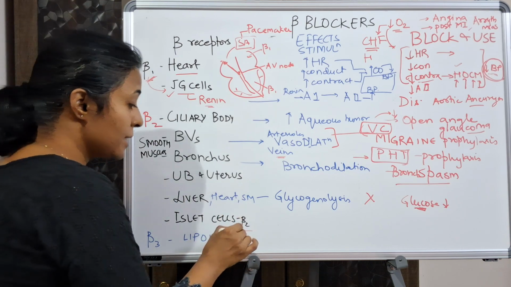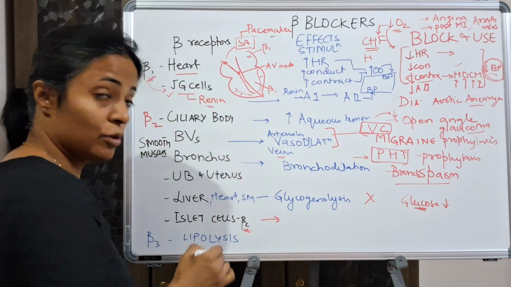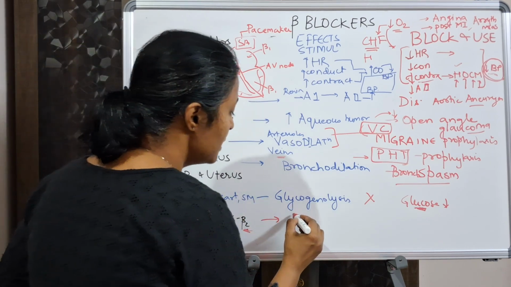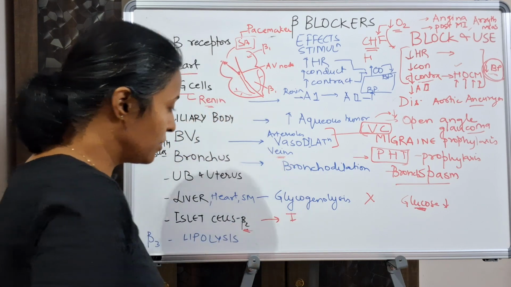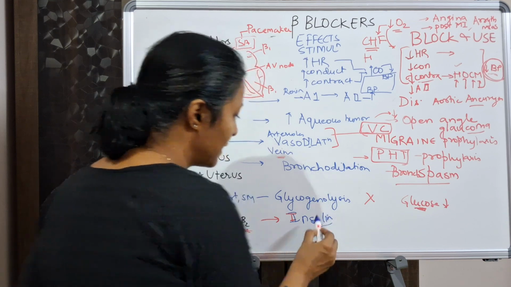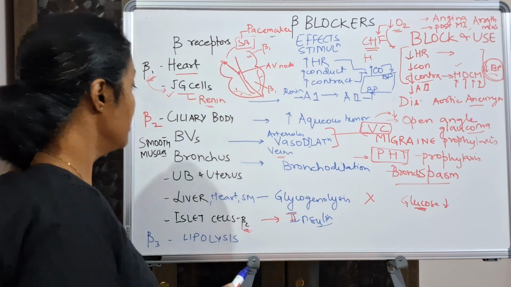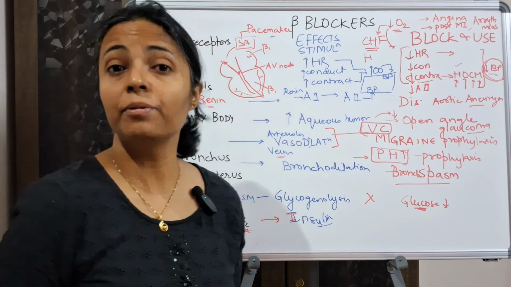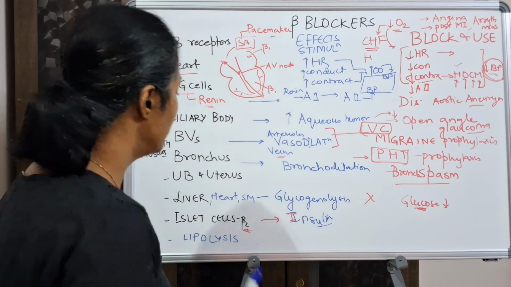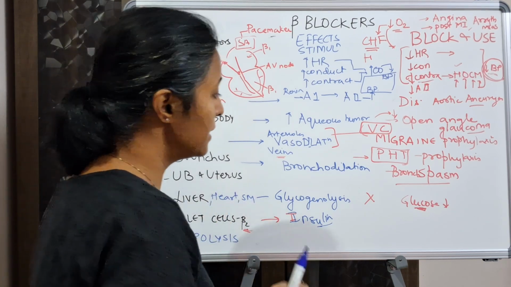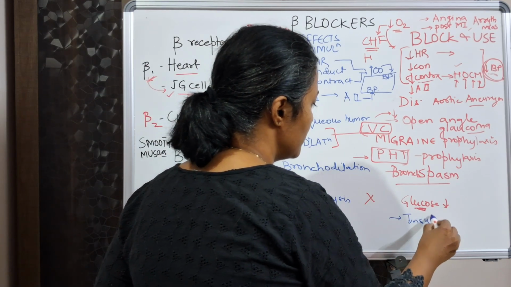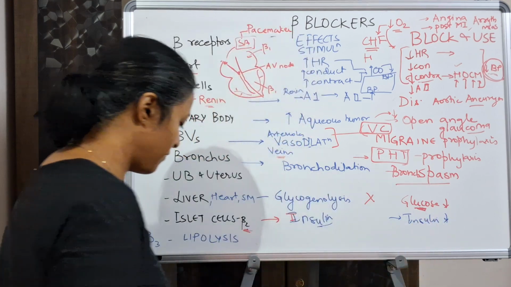Then islet cells and beta 2 receptors. Islet cells are present in the pancreas. So beta 2 stimulation in islet cells releases insulin. This is a little bit different from the fight and flight reaction, that is why it is releasing insulin. But in the fight and flight reaction, alpha receptors are also stimulated, and when these are stimulated, they decrease insulin secretion. Beta 2 stimulation increases insulin secretion. So insulin secretion is going to be decreased when we block that effect, right?